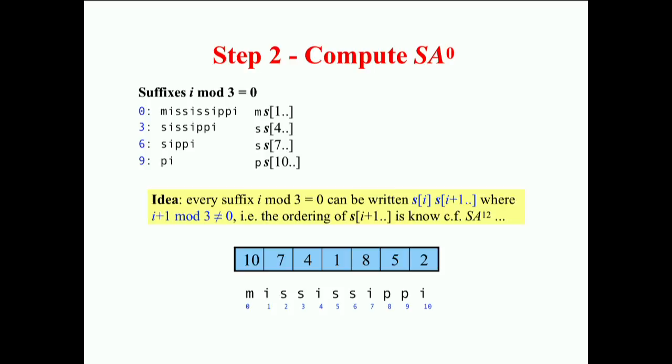Beautiful. And then, so what did I get? I only got the order in SA0. So I have the correct order in SA0, I have the correct order in SA12. But I don't have the global order. And that merging is very simple too.